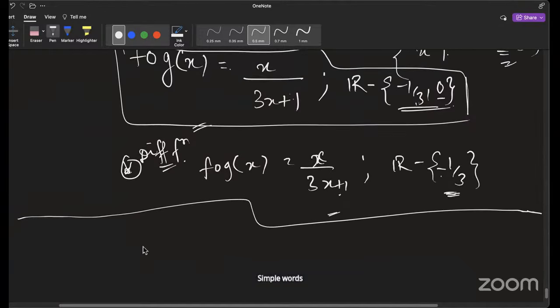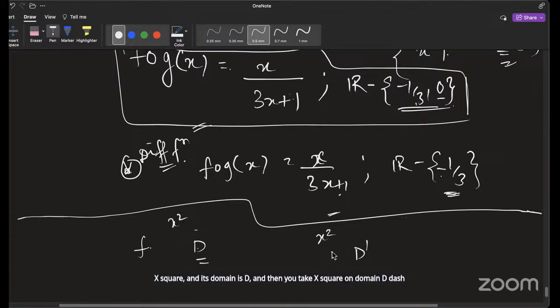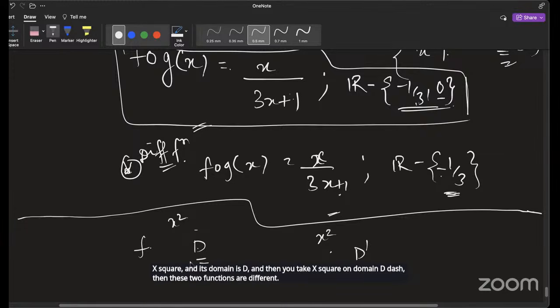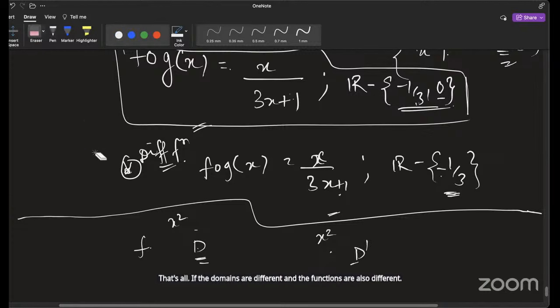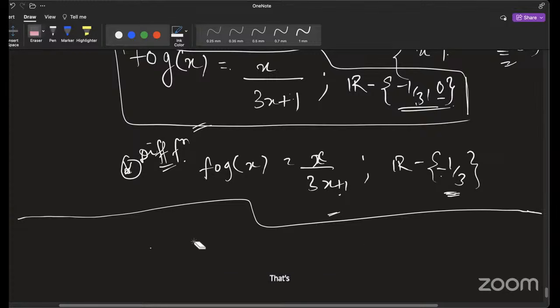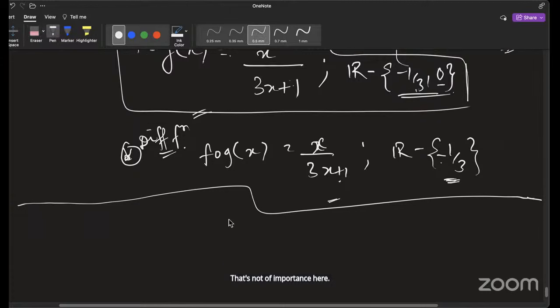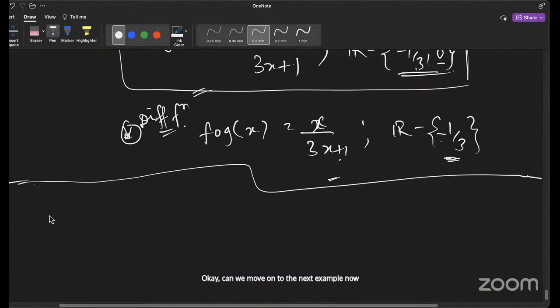In simple words, I'm saying, if you have a function and its domain is D, let's say you have x square and its domain is D, and then you take x square on domain D dash, then these two functions are different. That's all. If the domains are different, then the functions are also different. They're considered to be different functions. But that's not of importance here. Okay. Can we move on to the next example now? Yes, ma'am. Please.